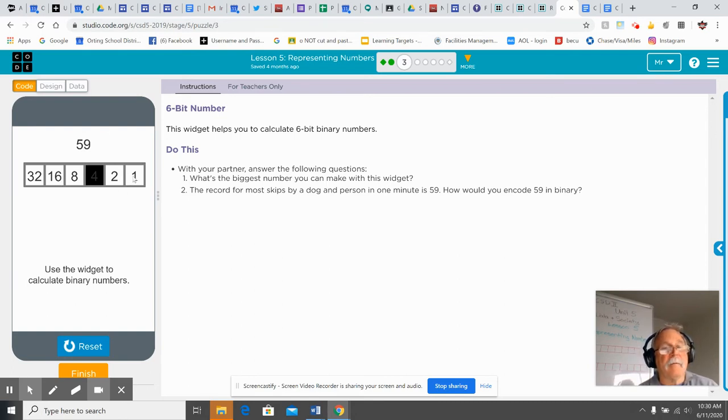Okay. So remember, we start from the left. 1, 2, 4, 8, 16, and 32. And what would be the next number after that if we went to a 7-bit? 64. You are right. You win the prize. Okay, let's move on to the next one.